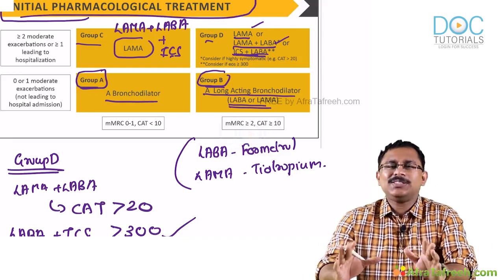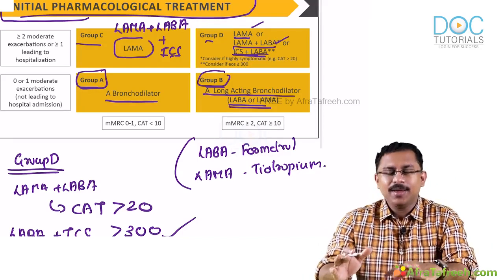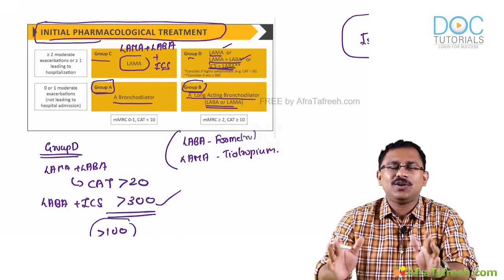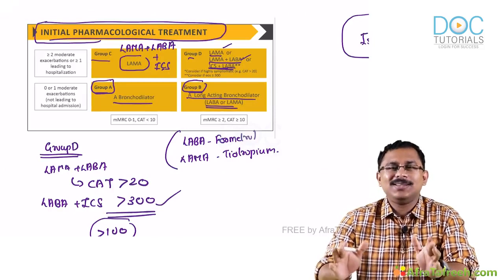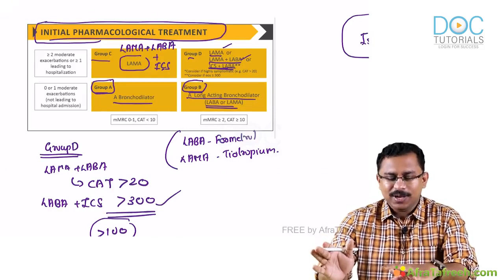Very clear? Now this should be very, very clear, because in the exam you have got to learn this. You have got to learn this. There is no other go. You've got to learn this table. All right.